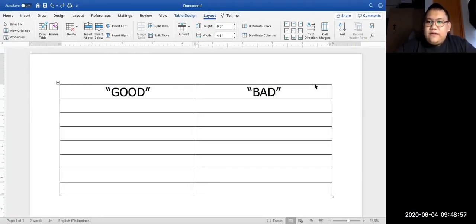Let's do that virtually. So I'll call people randomly and add up to this table, no? The good effects of torture and then the bad effects.